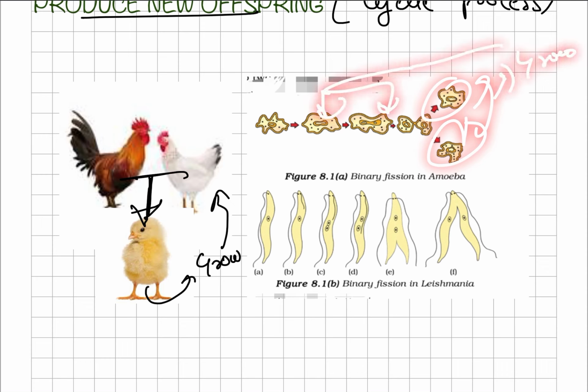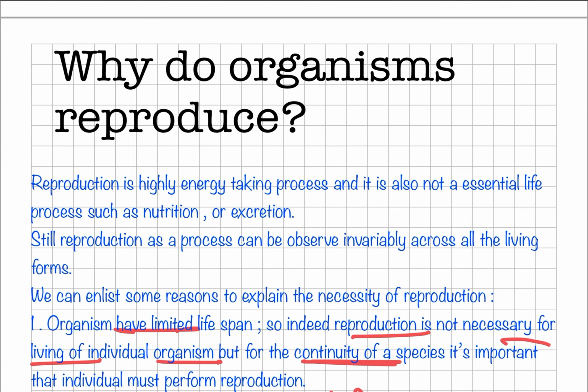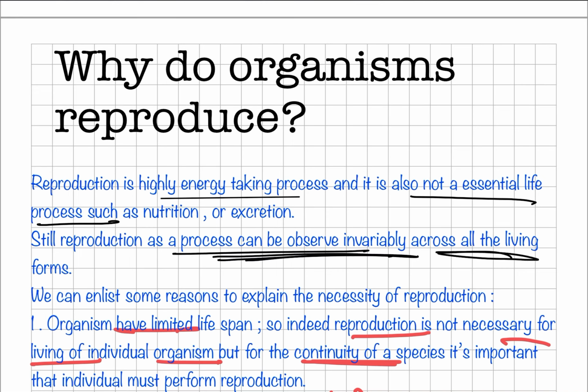So why do organisms reproduce? What is the need of reproduction? As we know, reproduction is a highly energy-taking process, and it is not an essential life process. That means if an organism is not reproducing, it will not die. It is not essential for the living of an individual, but still it is common in every domain of life. Reproduction as a process can be observed invariably across all living forms. And what could be the reason for this?